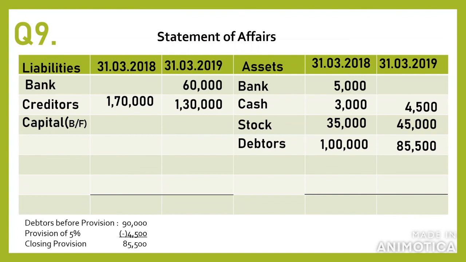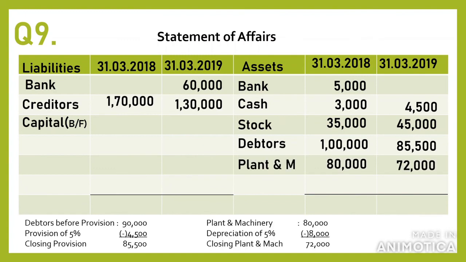85,500. Okay, then plant and machinery. Again, the opening plant and machinery is 80,000, and then it says you need to depreciate it by 5%. So 80,000 minus 8,000, you get 72,000, which is the closing plant and machinery after depreciation. Fine. Okay, then I hope you're clear on the debtors and the plant and machinery, how we arrived at the closing balances.